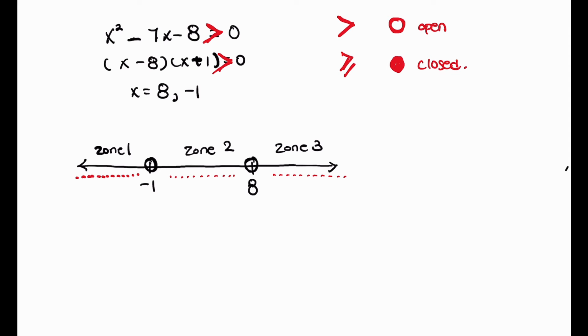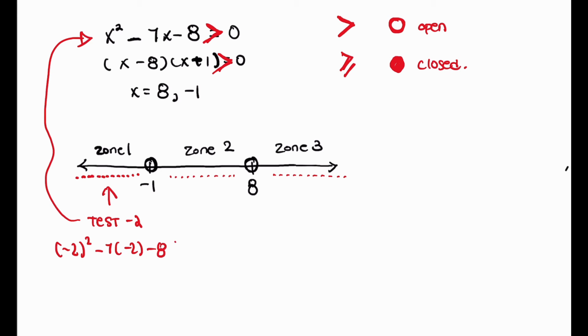So we're going to test each zone. Negative 1 and 8 give you those critical points. Choose easy numbers. For anything smaller than negative 1, let's choose negative 2. I am testing against the original equation, so I plug negative 2 in for the x value. The question is, is that indeed greater than 0? That's 4 plus 14 minus 8, and that's 10. So yes, 10 is greater than 0. I am getting a true statement, so I'm going to put a check mark.